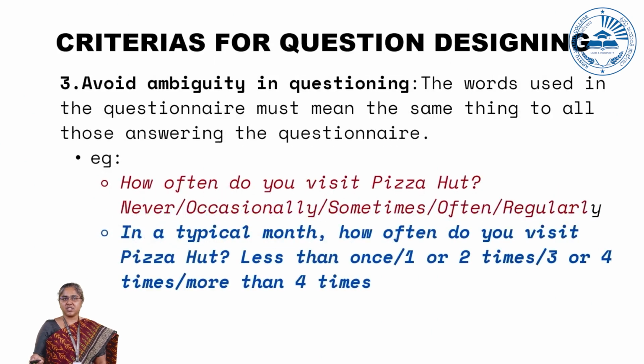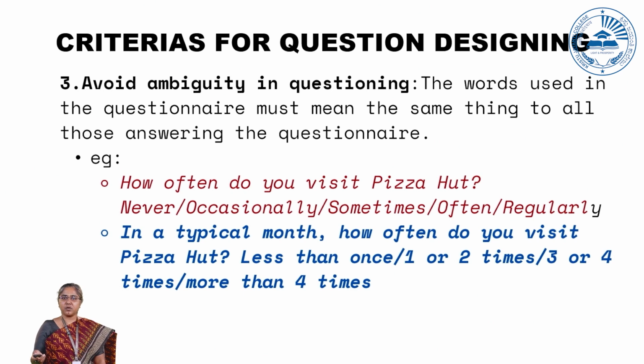The third criteria is to avoid ambiguity in your questions. Certain words or some set of words create ambiguous meaning because the same words may have multiple meanings, and when respondents come across such words, they get confused and they are not able to give the right answer. So an example is given below. How often do you visit Pizza Hut? The options are never, occasionally, sometimes, often, regularly.